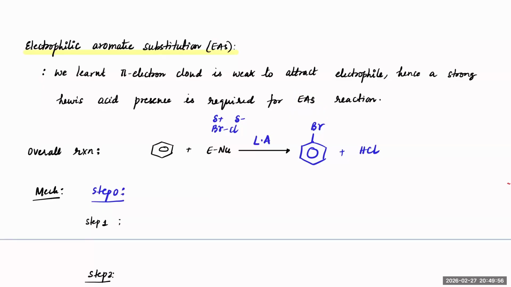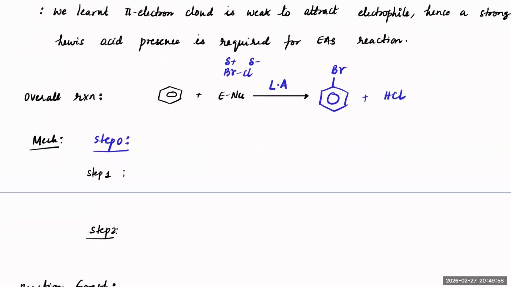Now, how does that substitution happen? This is the overall reaction. A benzene will try to extract this electrophile, which may earlier be connected with a nucleophile, something like Br and Cl. To remove this chlorine, we require a Lewis acid. This Lewis acid will take away chloride and put back the bromine plus charge. And that's where benzene can attack the bromine plus and get bromobenzene.